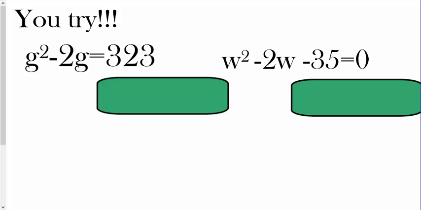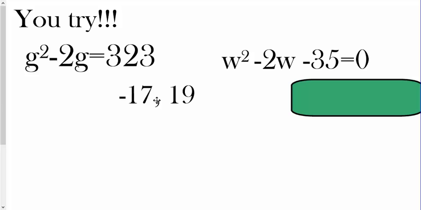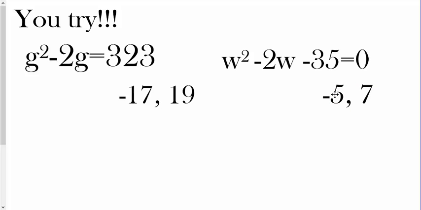Okay, so we should have gotten that the solutions here were negative 17 and 19, and for this one we should have gotten negative 5 and 7. And again, I know what you're saying, you could probably do these ones without completing the square, but we're going to have some harder ones in there as well. So let's go over this first one. If you got these both right, go ahead, stop the video here. If not, then pause the video and we'll get back to it.